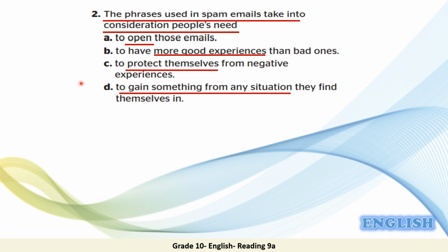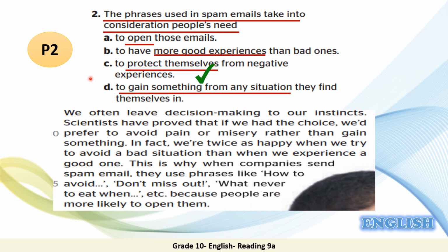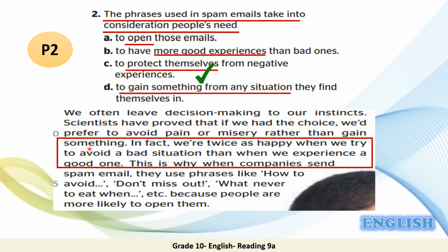Let's brainstorm together. The answer is excellent. It is C, to protect themselves from negative experiences. Where can we find the answer? Yes, in paragraph 2, as you can see right over here. In fact, we're twice as happy when we try to avoid a bad situation, which is exactly the same meaning as negative experience.